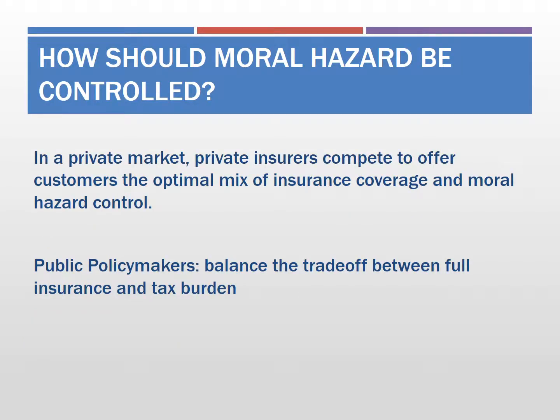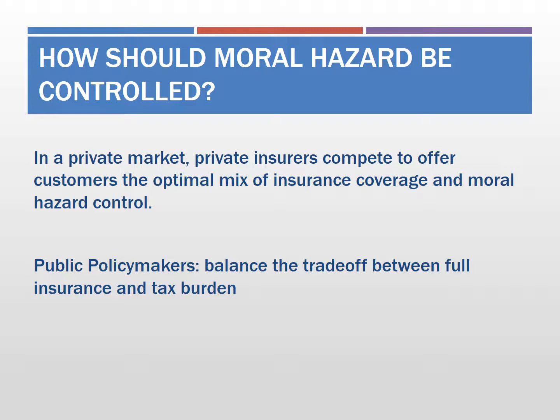In the private insurance markets, the insurers can actually compete to offer customers the optimal mix of insurance coverage. And they also have several tools to contain the moral hazard behavior, as we discussed in the previous chapter. Also, the customers in the private insurance market actually want some degree of moral hazard control so that it can be affordable to get health insurance in the markets. But when things turn to the hands of the government, when the government is trying to run a public insurance program, it becomes a very, very difficult job for the policymaker to handle. Because now the policymaker has to find the balance of the trade-off between full insurance and tax burden.